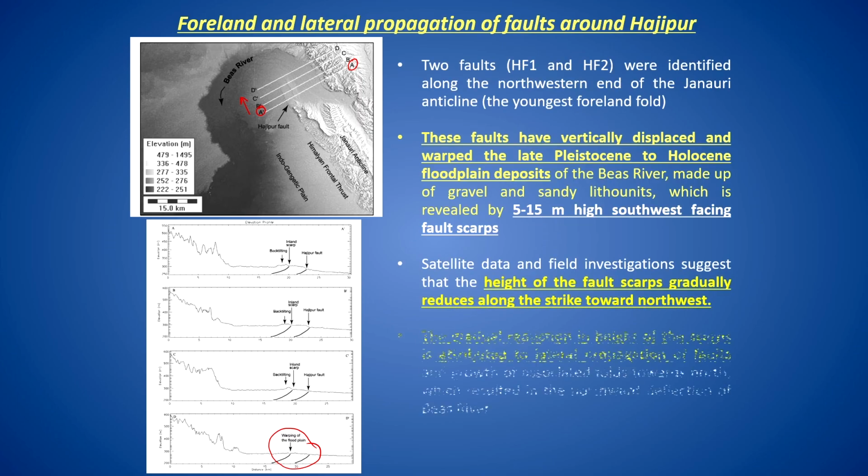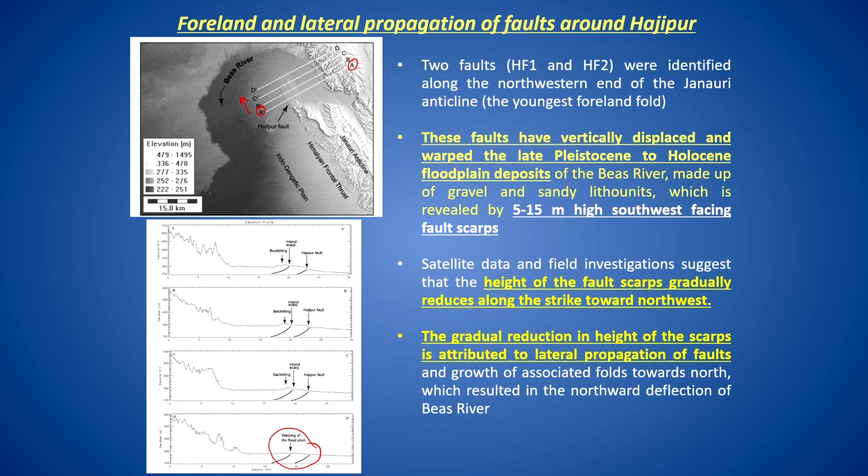So this is what we see: the gradual reduction in height of the scarp is attributed to lateral propagation of faults and growth of associated folds towards the north. This was an important finding which also helped us in understanding the direction of the propagation, and we were able to prove the overall process.